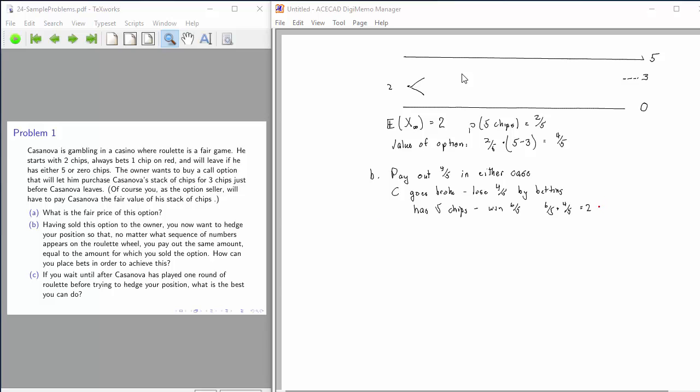How do you do this? Easy. You just bet 2/5 of what Casanova bets. If he bets 5 chips, you bet 2 chips. That means that either he ends up with 5 chips, starting with 2. He gained 3 chips. You bet 2/5 as much. You win 6/5. Or he started with 2 chips, went broke. He lost 2 chips. You bet 2/5 of what he bet, and you lose 4/5.